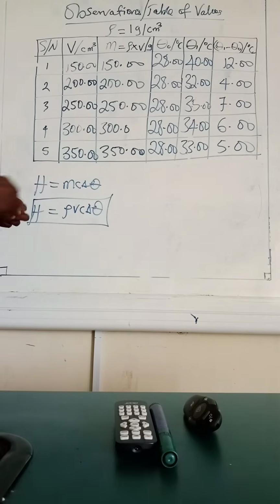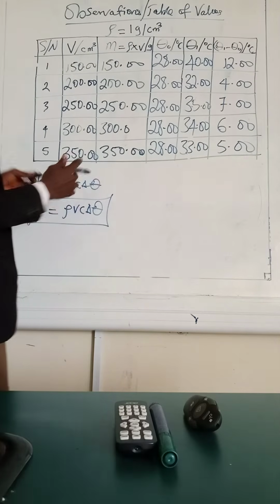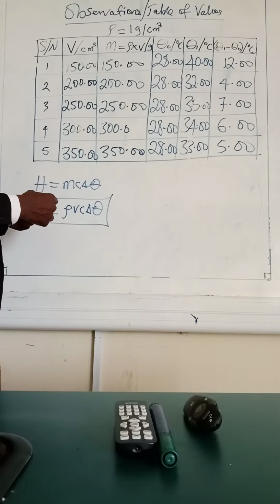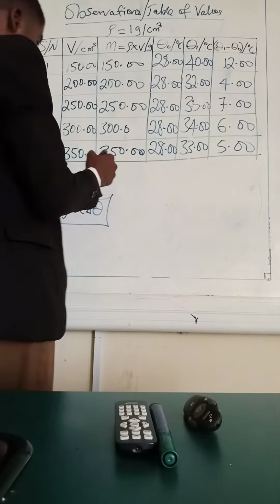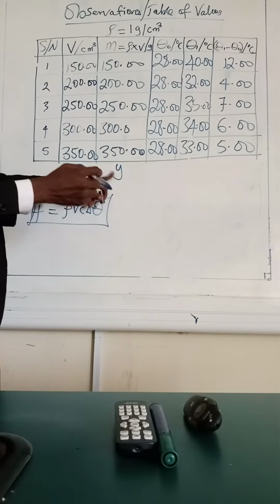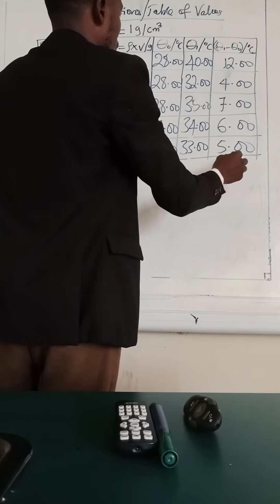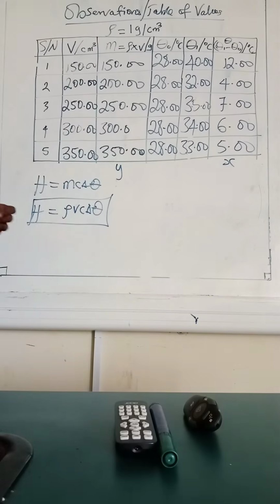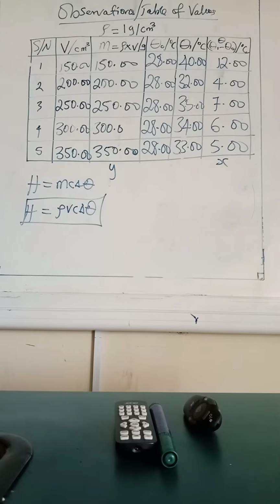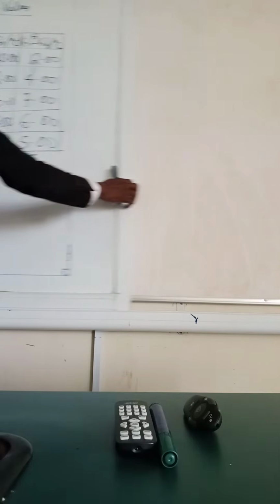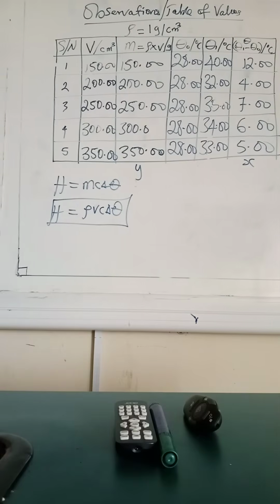So we are plotting a graph of this mass on the vertical axis, and theta on the x-axis. Sorry, this is theta. So we are going to quickly choose the scale for this experiment right now. Please take note. This is what we just did. You can screenshot it quickly.